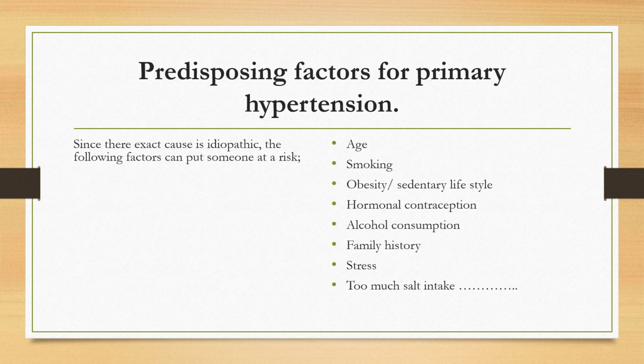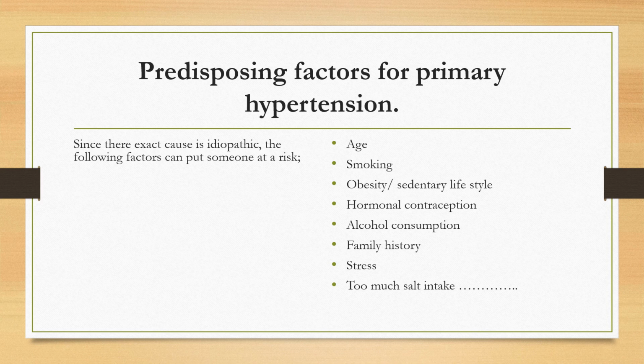with this form. Okay, so what are the risk factors for developing primary hypertension? Since the cause is unknown, we have factors like age, whereby on growing up there are changes in the body, including blood vessels, which may become less elastic, putting somebody at risk of developing high blood pressure.